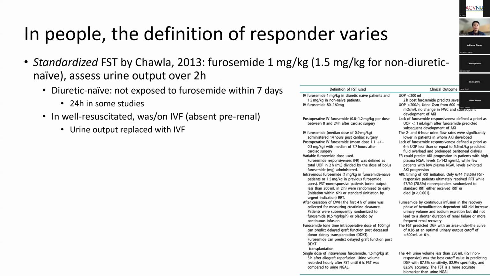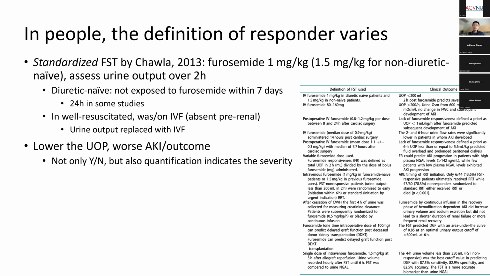And the cohort is very well resuscitated and maybe even with concerns for fluid overload, and was on IV fluid during this furosemide stress test, meaning these patients didn't have a pre-renal component. And at the clinician's discretion in these trials, the patients had the urine output replaced with intravenous fluid therapy, which I think is another reason why the patients included in these trials turned out pretty safe and well tolerated across the trials.